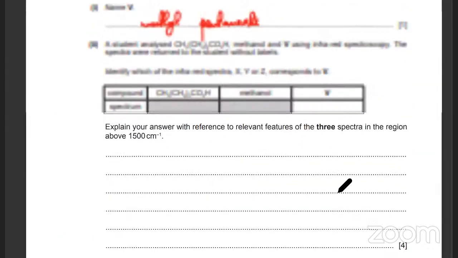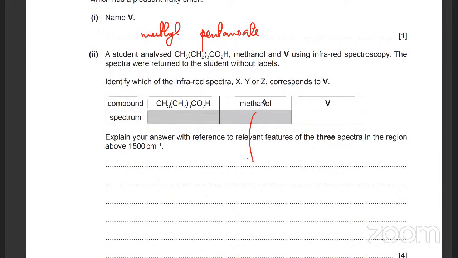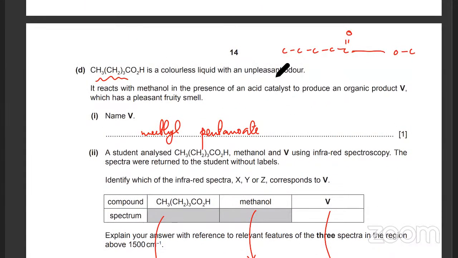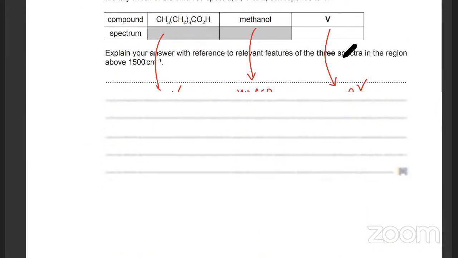So coming back to this table, this one definitely has no C=O, right? And this one, definitely it's a carboxylic acid, so it does have a C=O. And we have no information about V, but you have two graphs with C=O. So this one is definitely going to have a C=O by default. Is that clear? V is the molecule we named in part 1. That's the ester. I forgot. V is this one, right? So that definitely has a C=O.